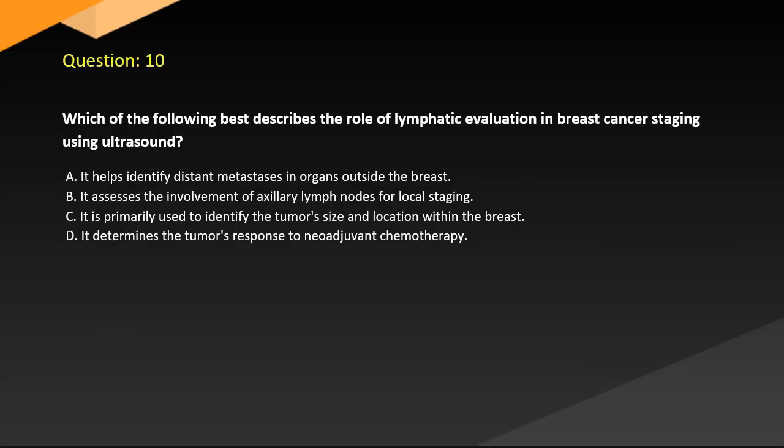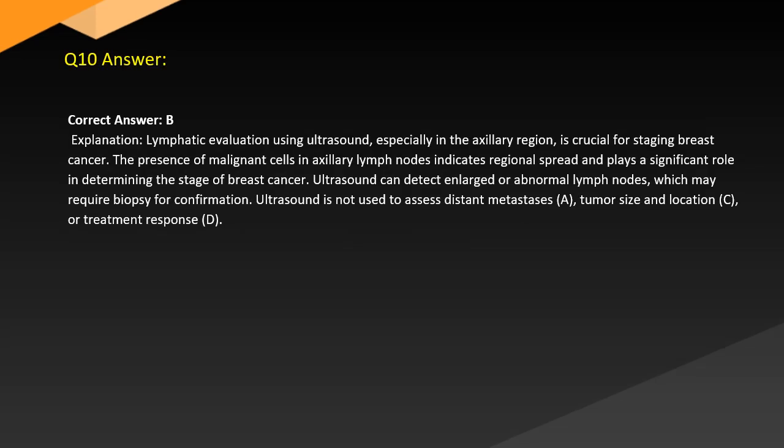Question 10. Which of the following best describes the role of lymphatic evaluation in breast cancer staging using ultrasound? A. It helps identify distant metastases in organs outside the breast. B. It assesses the involvement of axillary lymph nodes for local staging. C. It is primarily used to identify the tumor's size and location within the breast. D. It determines the tumor's response to neoadjuvant chemotherapy.